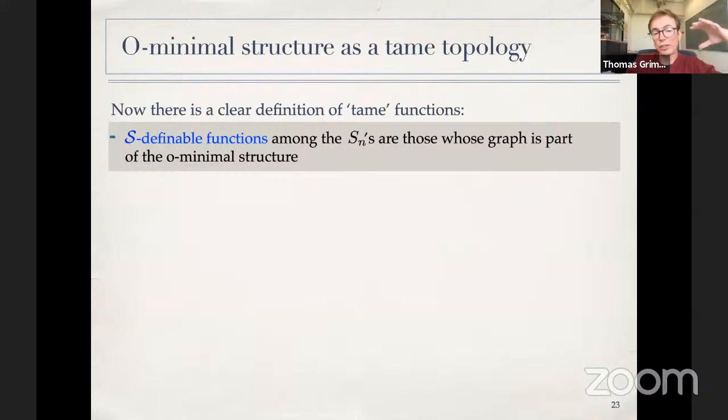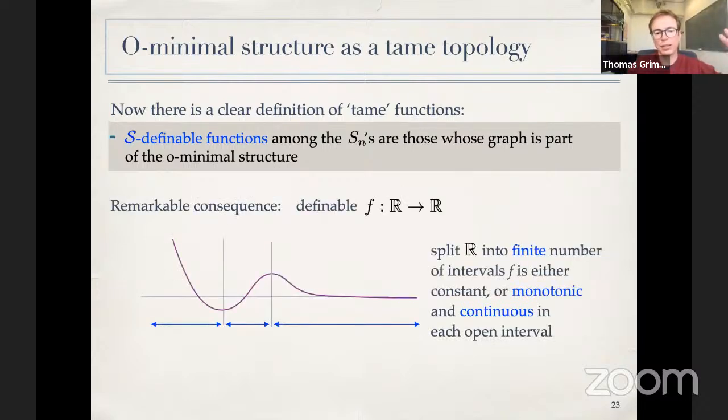And in fact, once you have this structure, you can also define what you mean by a function which is compatible or which is tame, and these are called definable functions. In fact, definable functions are those whose graphs are in these O-minimal structures. So you change the notion of what you call the definable sets, and then you introduce a notion of what are the allowed functions.